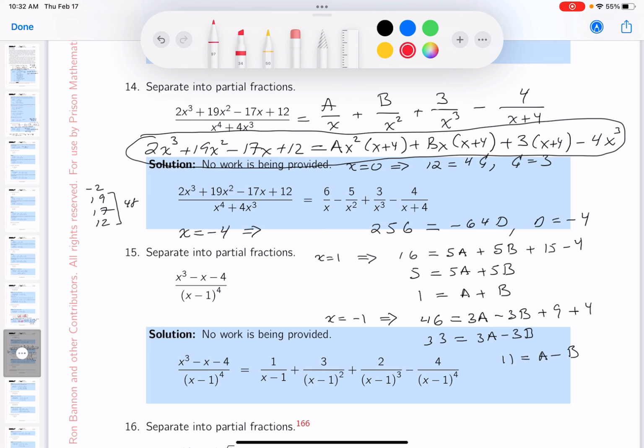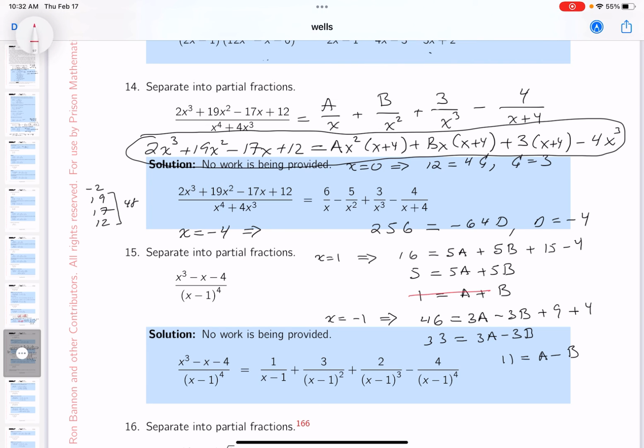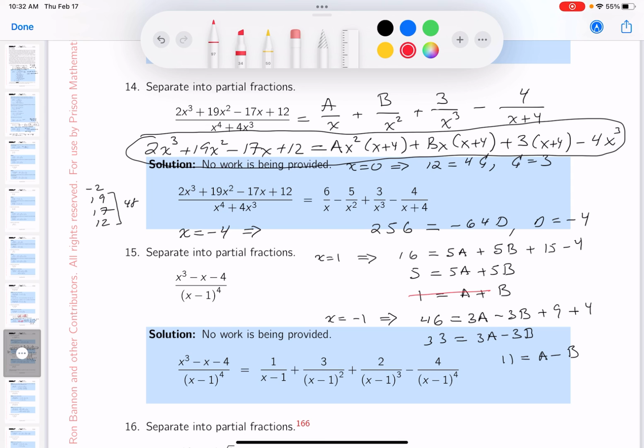I want to highlight the two equations that appear to be very simple to deal with. The two equations, and there are two unknowns, here and here. And what am I going to do? I'm just going to add them together. And what do you get? 12 equals 2A. What's A?